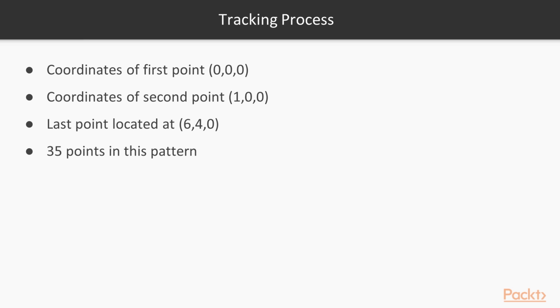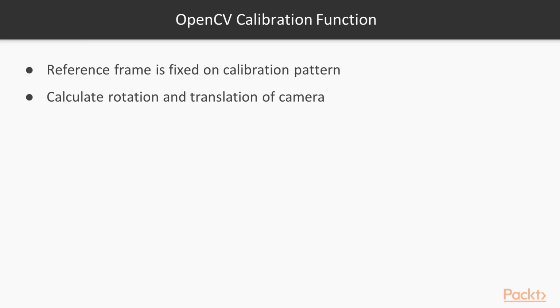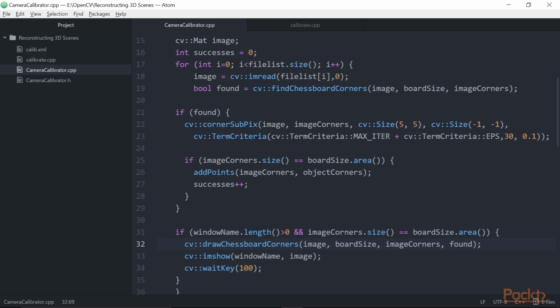There is a total of 35 points in this pattern, which is too small to obtain an accurate calibration. To get more points, you need to show more images of the same calibration pattern from various points of view. The OpenCV calibration function assumes that the reference frame is fixed on the calibration pattern and will calculate the rotation and translation of the camera with respect to the reference frame. So in this case, the calibration process simply consists of showing the chessboard pattern to the camera from different viewpoints.